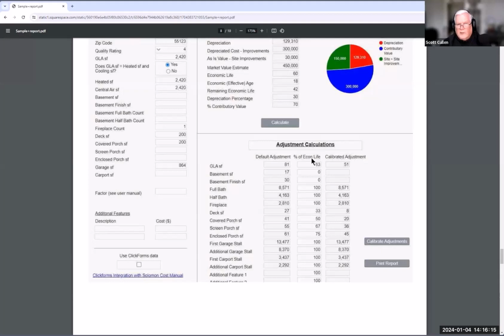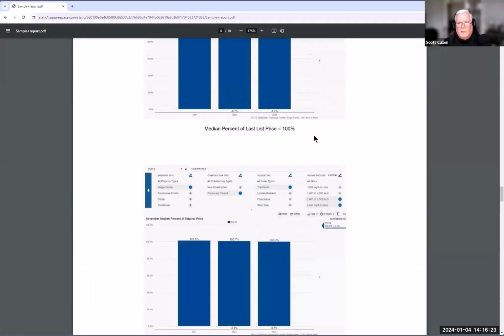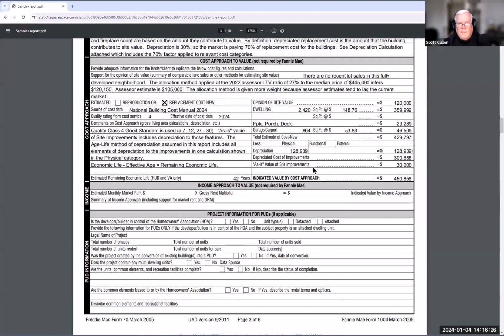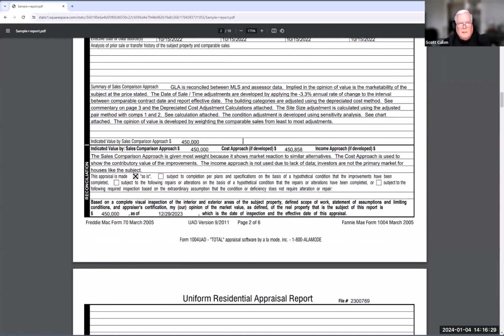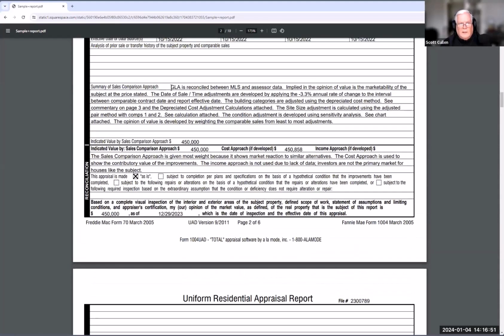And there's other ways to figure out a GLA adjustment within Solomon. So this is a key. That's something I put in my report. I'm referring to it up here in my comments. GLA is reconciled between MLS and assessor data. Here it is, the building cost categories. Building categories are adjusted using the depreciated cost method. Remember, that's a recognized method. See commentary on page 3. We talked about that. That's right here. And then the depreciated cost adjustment calculations attached.